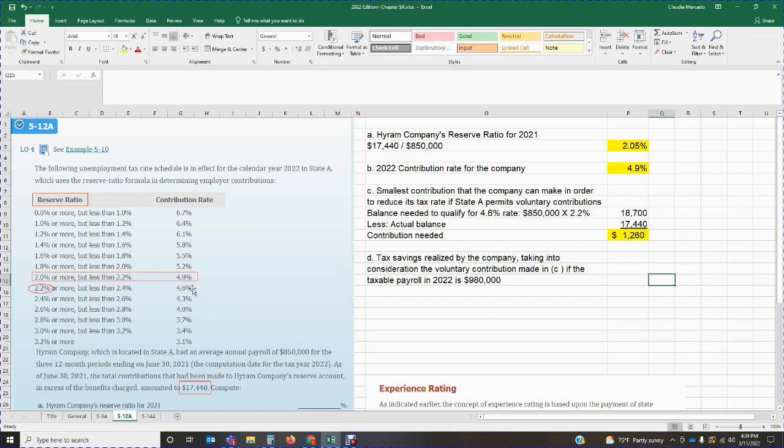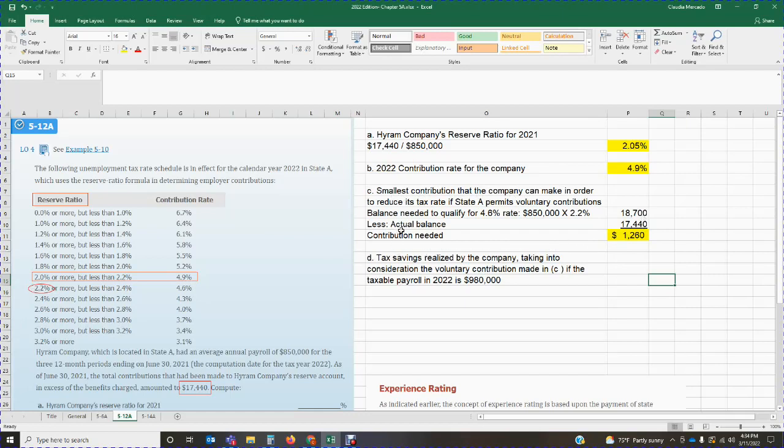Now you're going to ask yourself, is it worth it? Is it worth putting in an extra $1,260 to go from paying 4.9% to 4.6%? We're going to figure that out in requirement D. In requirement C, all we're figuring out is how much extra I need to contribute to jump from tier 4.9 to tier 4.6. If I jump from 4.9 to 4.6 using the smallest contribution that can occur, it would be paying at 2.2%. I would end up paying $18,700.